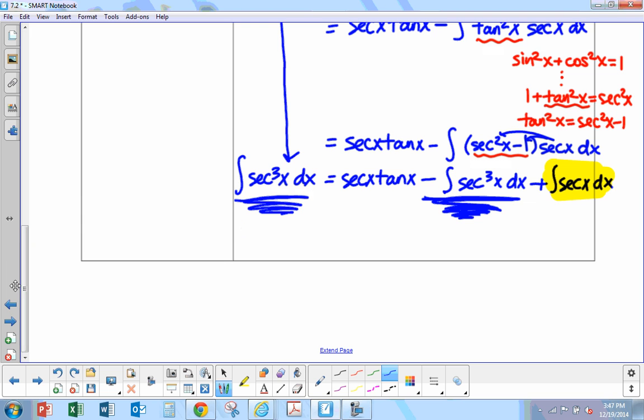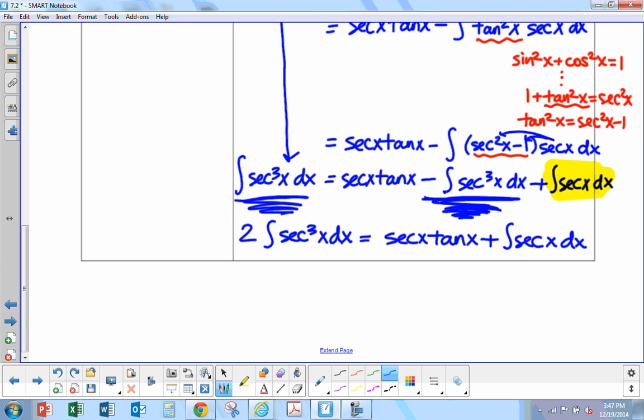So I'm going to get 2 times the integral of secant cubed x dx is equal to secant x tangent x plus the integral of secant x dx, which I know how to find. So that integral is the natural log of absolute value secant x plus tangent x, and then I can put in my plus c. And I still have my secant x tangent x. And that's equal to 2 times what I started with.